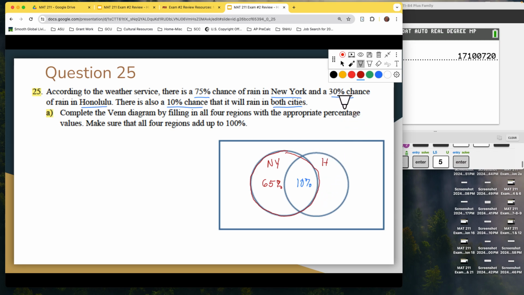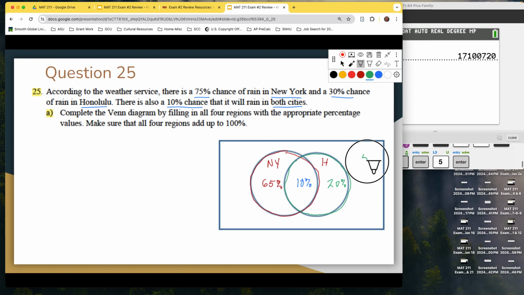Honolulu only has a 30% chance. We've already counted for 10%. Let's go with green. Honolulu's more green. 30 is the total, so 30 minus 10 is 20% over here. So 20 plus 10 is the 30, and that would give us Honolulu. And if we wanted to, we could see the 65, that's 75, 85, 95 is here.